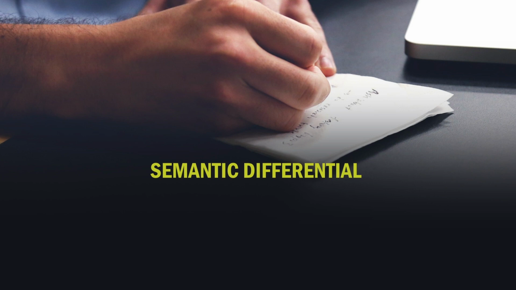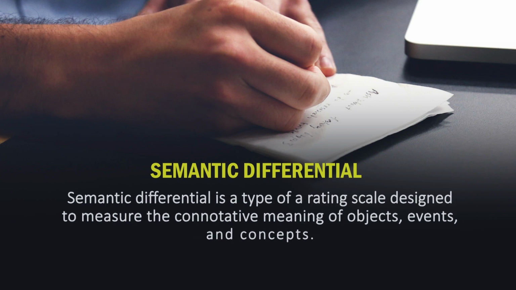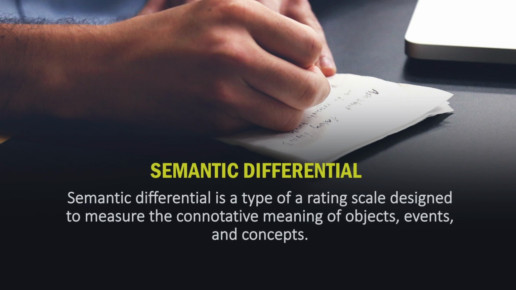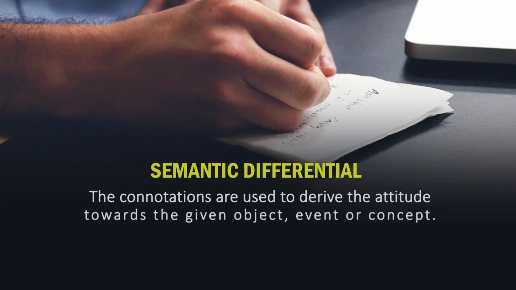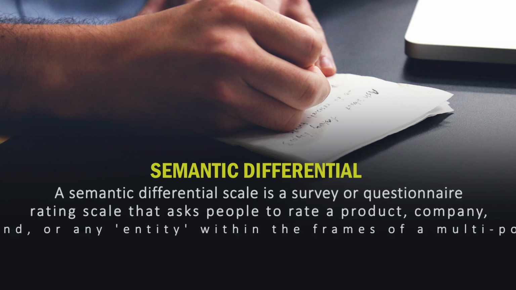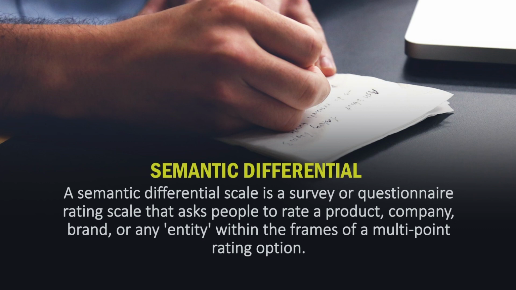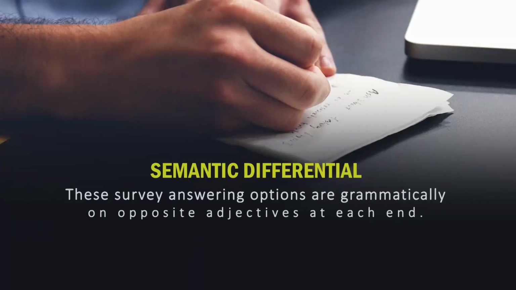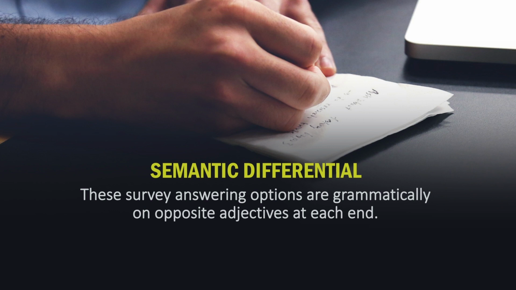If you talk about the semantic differential scale, it is a type of rating scale designed to measure the connotative meaning of objects, events and concepts. The connotations are used to derive the attitude towards the given object, event or concept. It is a survey or questionnaire rating scale that asks people to rate a product, company, brand or any entity within the frame of multiple rating options. So the semantic differential scale works on multiple-point rating options, and these survey answering options have grammatically opposite adjectives at each end.